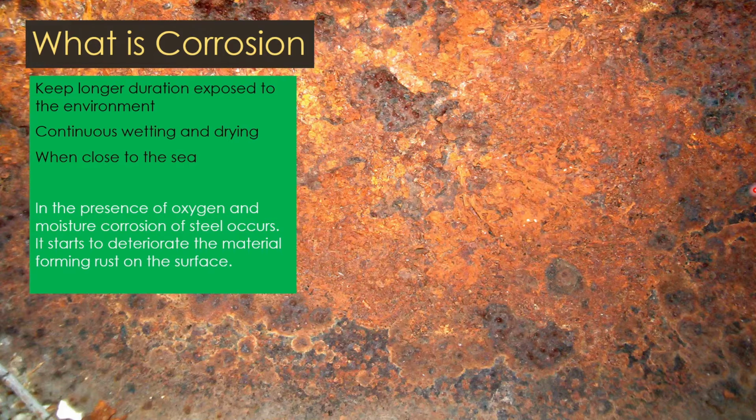In the presence of oxygen and moisture, corrosion occurs. The initial stage of this corrosion is the rust creation. Rust is created on the concrete steel surface, and that is the indication of the corrosion of that particular metal.